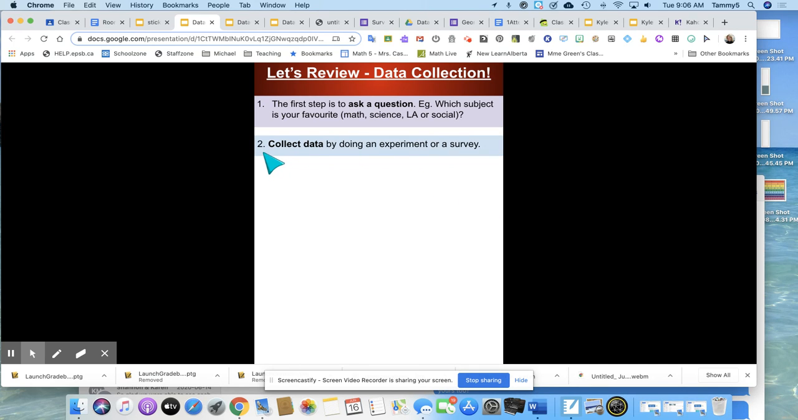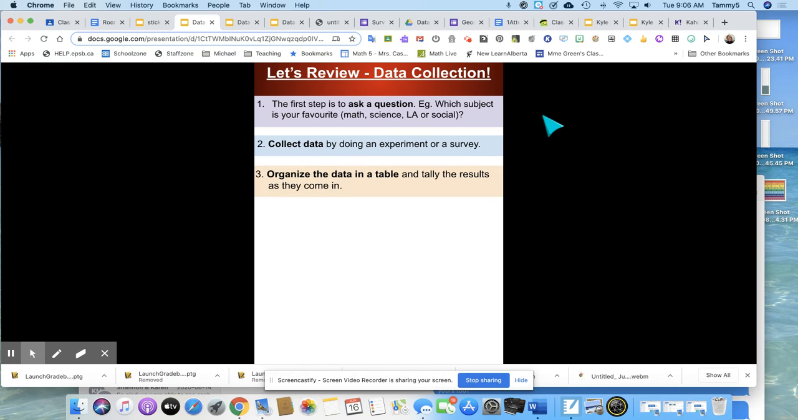So, step number two, after you figure out what kind of question you want to ask, you want to collect your data by doing either an experiment or a survey. Experiments are usually done when you want to find out things about the world around you. A survey is done when you are able to ask people your question.